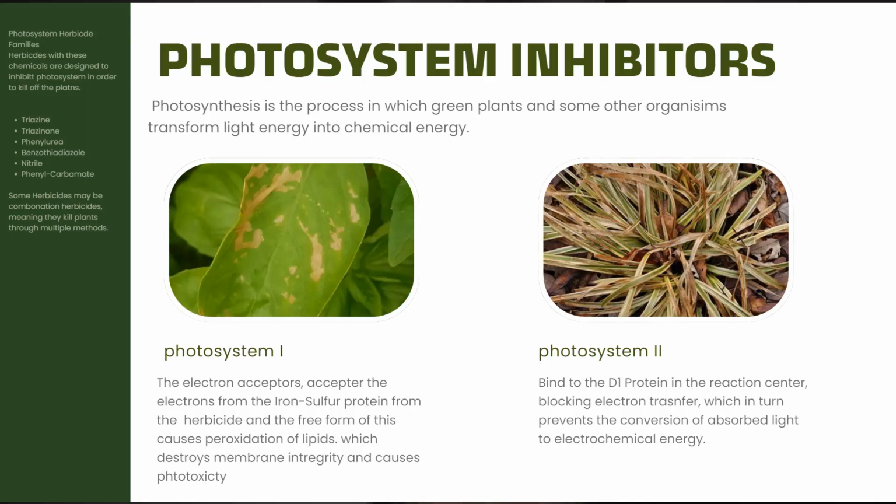Photosystem inhibitor type 2 binds to the D1 protein in the reaction center, blocking electron transfer, and prevents the conversion of absorbed light into electrochemical energy, which essentially starves off the plant.